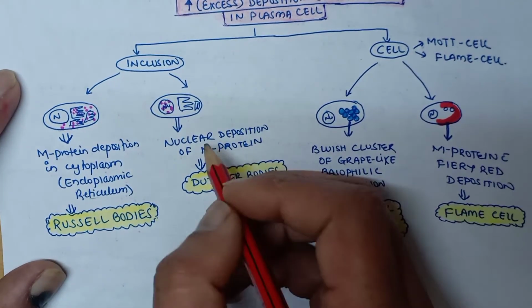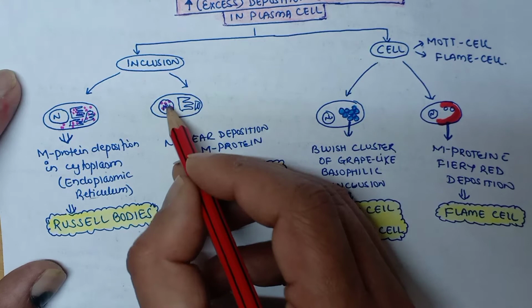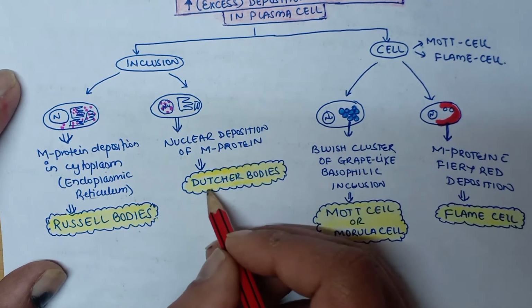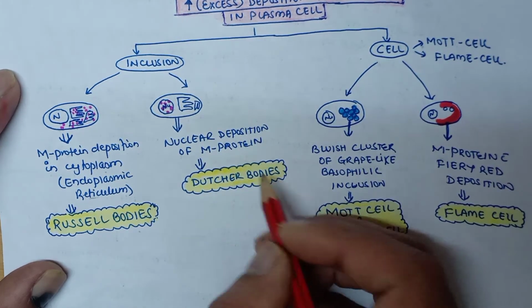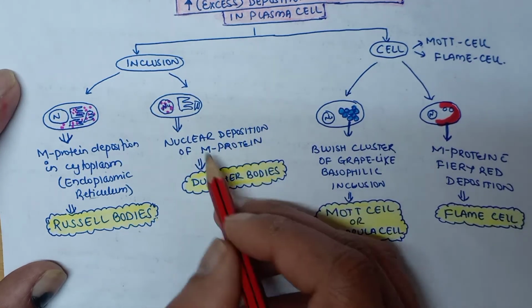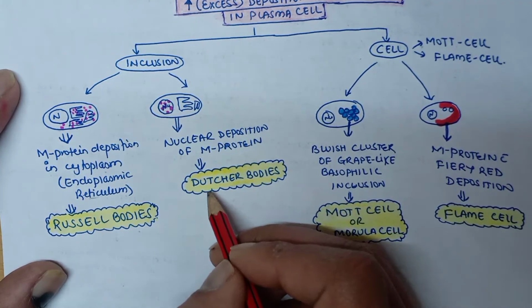Similarly, when the protein gets deposited in the nucleus, it is known as Dutcher's bodies. So the nuclear deposition of M protein is Dutcher's bodies.